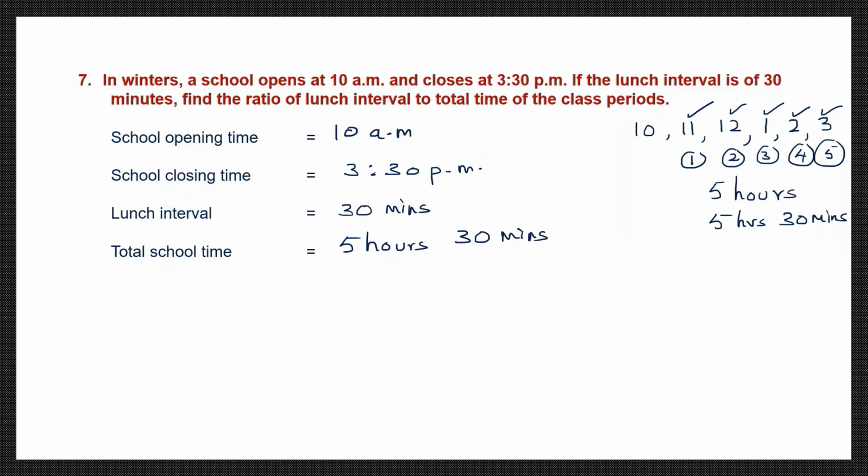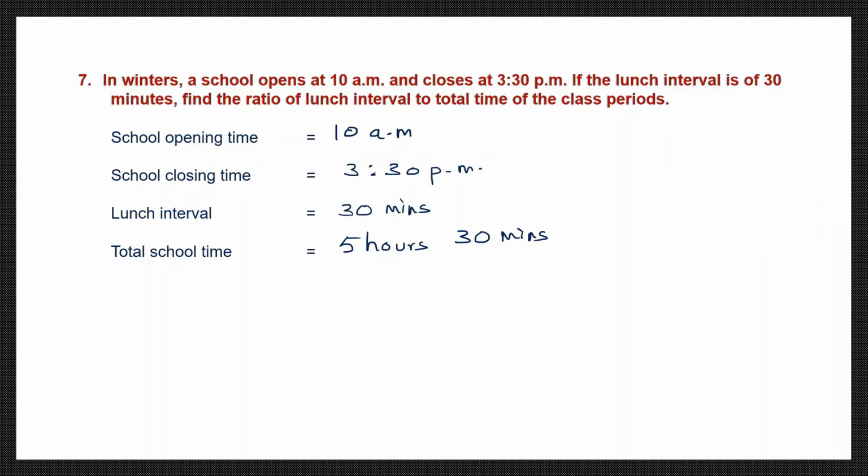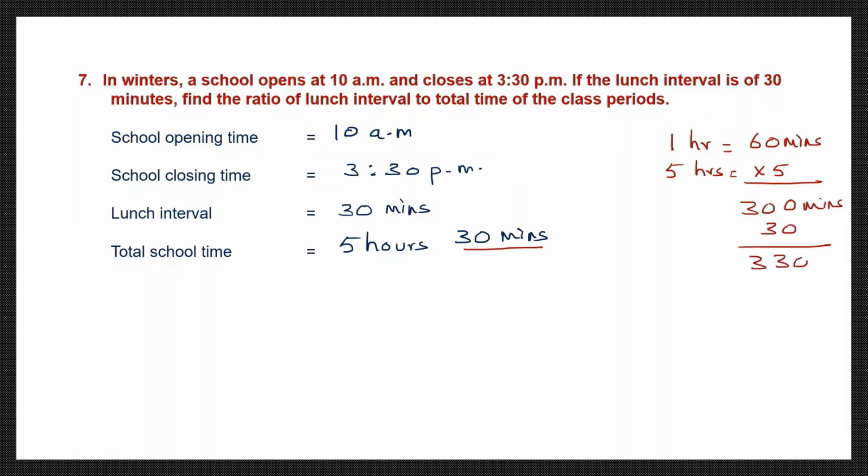Okay, now we'll convert this whole thing into minutes. We know that 1 hour has 60 minutes. So therefore, 5 hours will have 60 into 5. So 5 zeros are 0, 5 6s are 30, that is 300 minutes. And let's add this 30 minutes to it. So that becomes 330 minutes. So the whole school time is 330 minutes, the total school time.